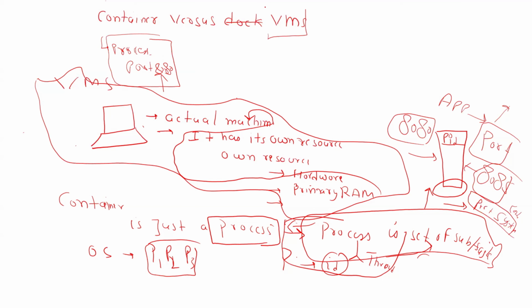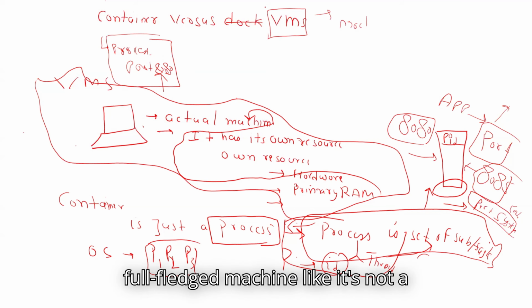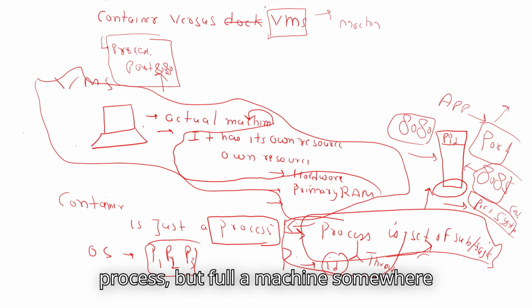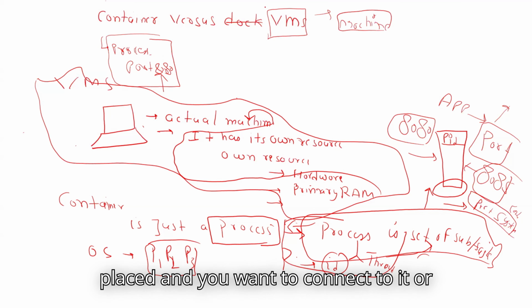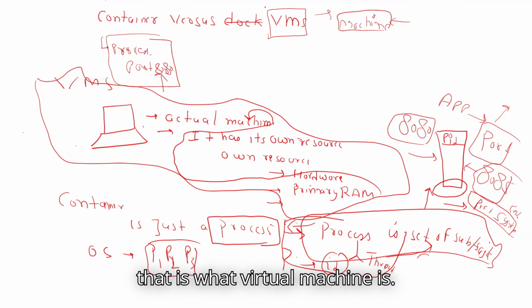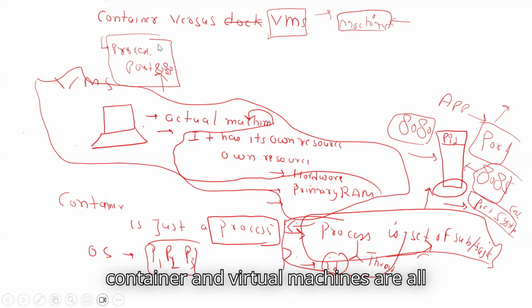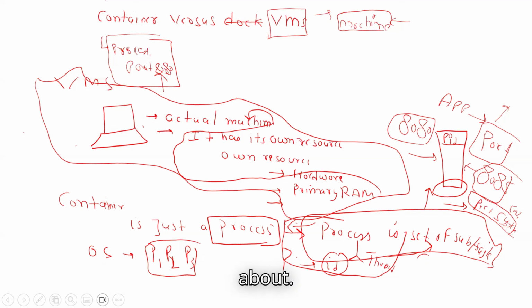And a virtual system is the machine itself. It's a full-fledged machine, it's not a process, but a full machine placed somewhere, and we want to connect to it, or we want to pull it from the cloud. That is what a virtual machine is. So that is what containers and virtual machines are all about.